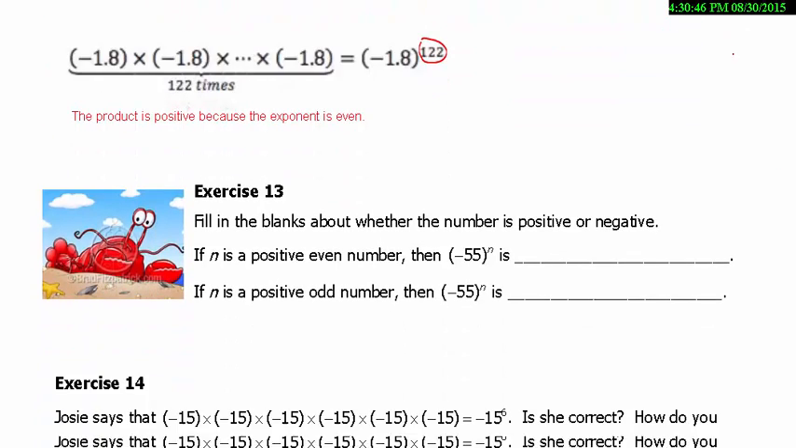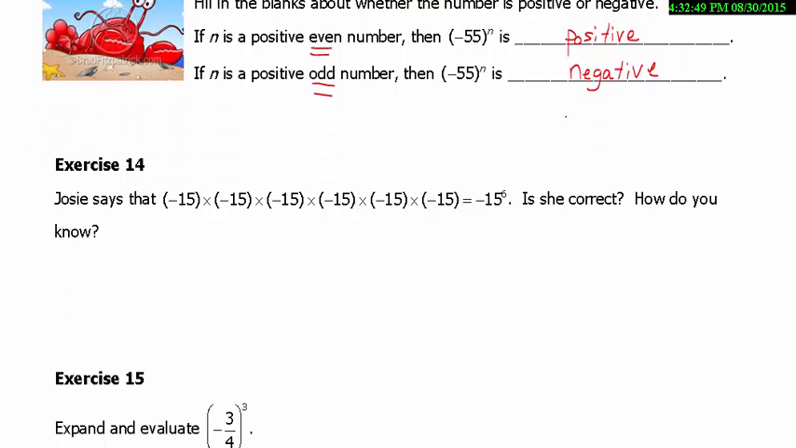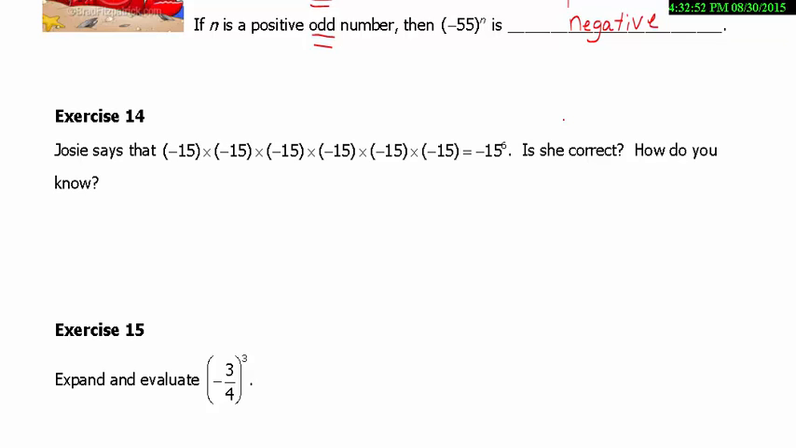Welcome back. For the first blank, if n is a positive even number, then negative 55 to the nth power is positive. Now, if n is a positive odd number, then negative 55 to the nth power is negative. So let's move to number 14. In number 14, Josie says that negative 15 times negative 15 times negative 15 times negative 15 times negative 15 times negative 15 is equal to negative 15 to the 6th power. Is she correct? How do you know?